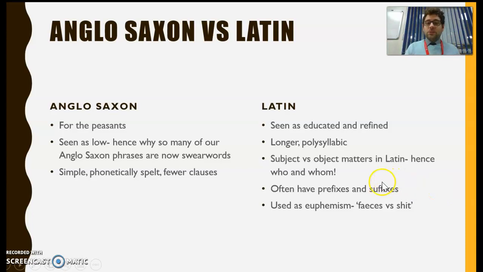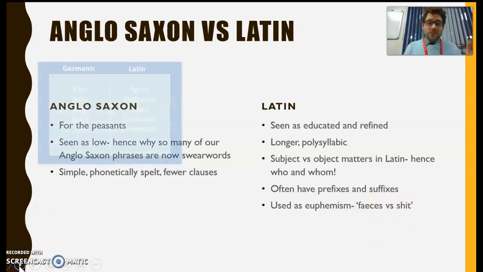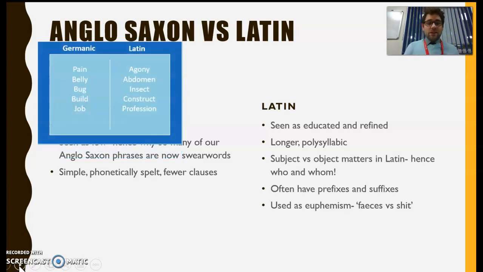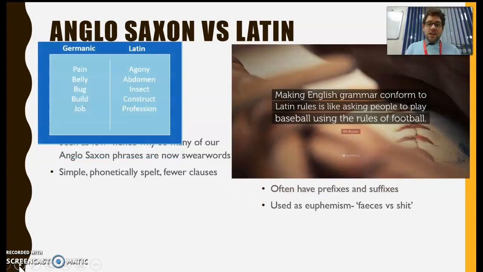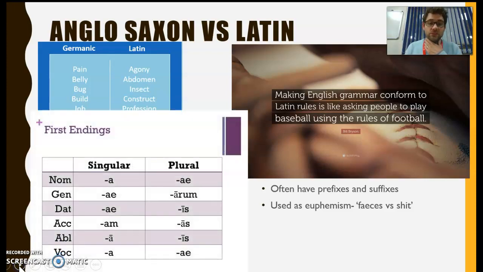Often there are prefixes and suffixes on Latin words, and often they're used as euphemism. In that example, feces versus shit, they were neutral words in the past. It's just that shit comes from Anglo-Saxon, so it's seen as the swear word. Feces comes from Latin, and therefore is seen as the proper word. So we get the Germanic and Latin words there. This idea that English is trying to conform to Latin rules, and this sense that the Latin rules of speech and language are influential in English, even though sometimes they don't actually fit.